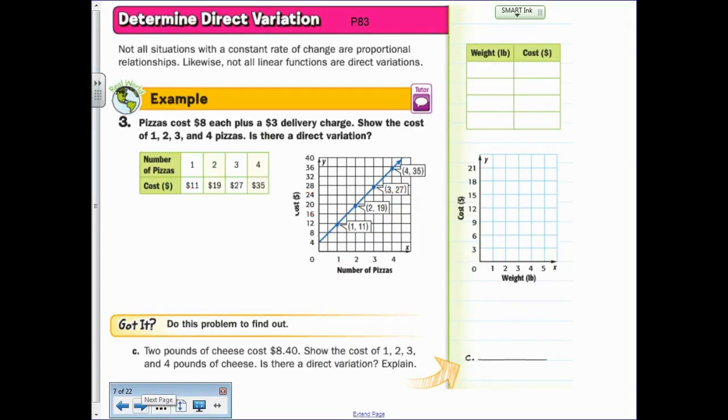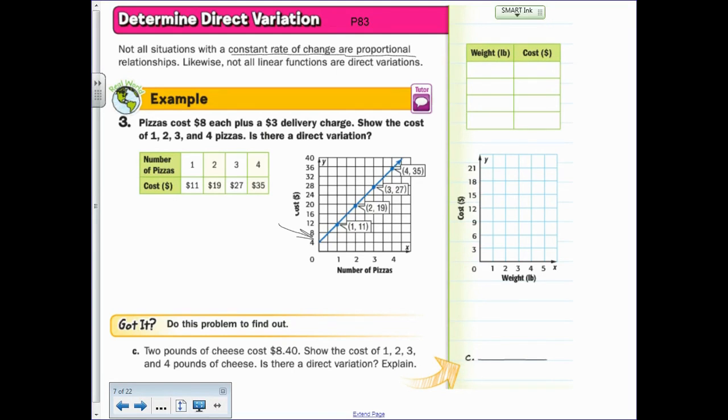Take a look at example 3. It says not all situations with a constant rate of change are proportional relationships. Likewise, not all linear functions are direct variations. So let's go back again, think about last Thursday and Friday. Most of the situations we saw were proportional. In other words, y divided by x was the same as the change in y over the change in x. But there were a few situations we looked at, like this one, where, hey, it's not proportional. That line doesn't go through the origin.